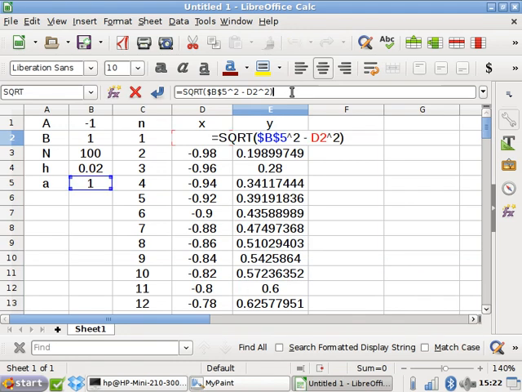Now, when we think about Simpson's formula, we have to think about what parts we need. So we need the first, the last, and then 4 times the odds plus 2 times the evens.